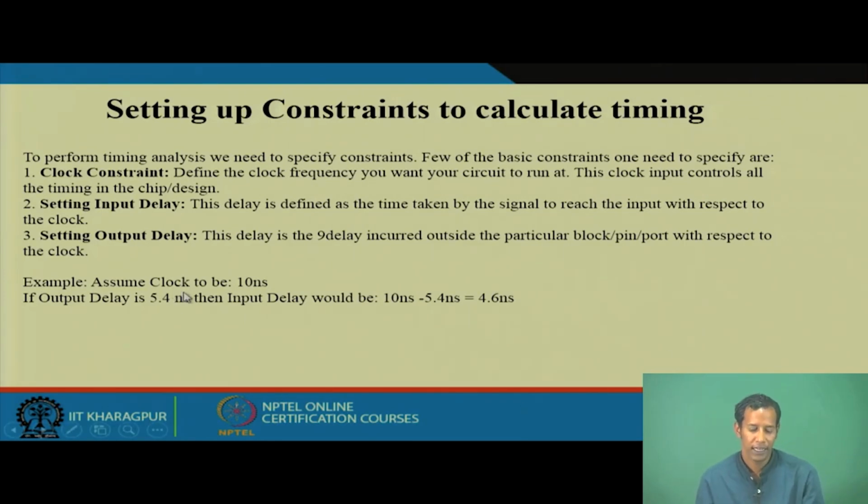So, we can assume that the period of the clock is 10 nanoseconds, and the output delay is 5.4 nanoseconds.